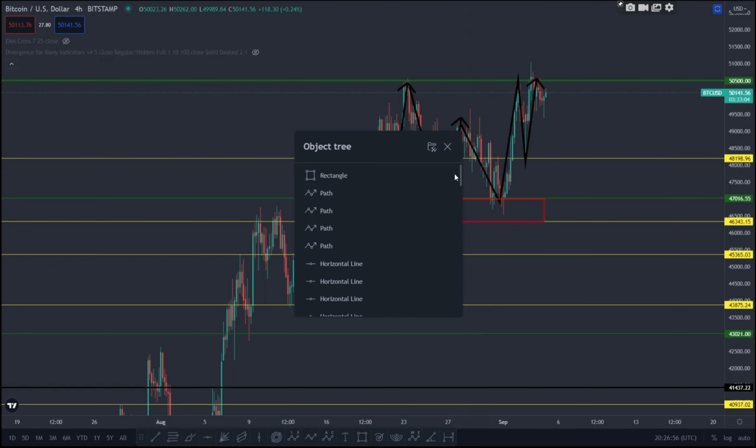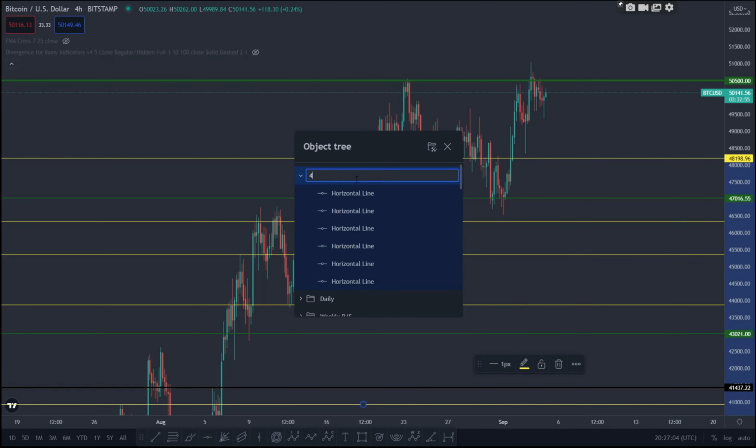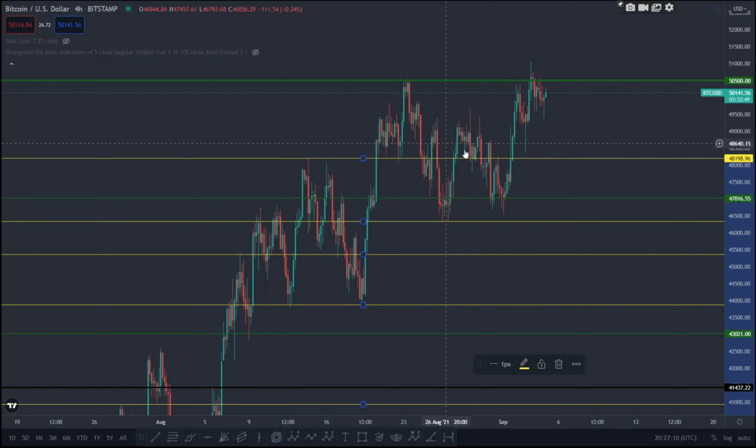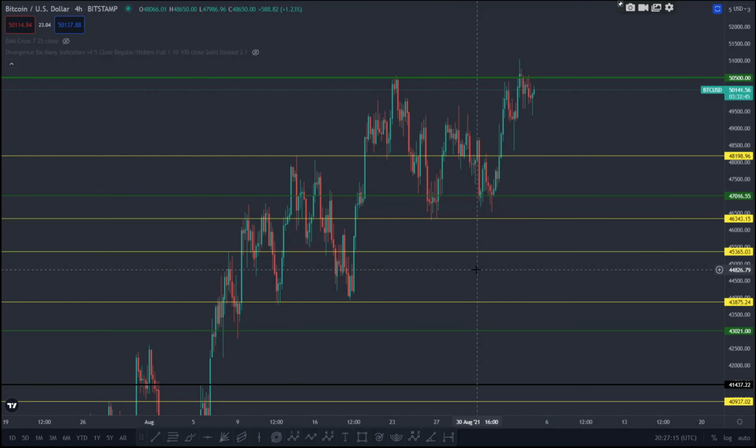So why are these things important? Well, let's first organize, of course. 4 hour. You've got to stay organized. So why is this important? You want to know where the price can bounce. It's as simple as that.